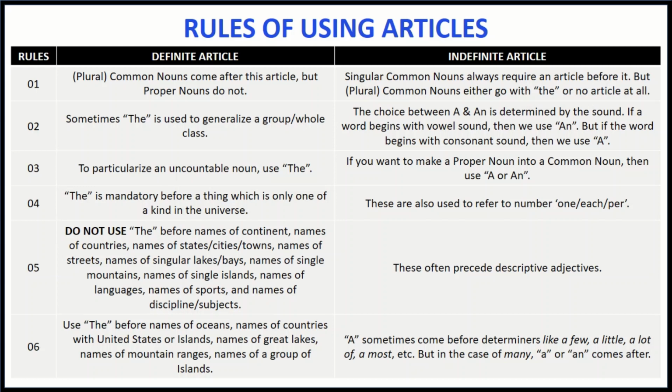Whereas the second rule for the indefinite article is that we use them based on the vowel sound of the word. If the word begins with a vowel sound, then we use "an." If the word begins with a consonant sound, then we use "a." For example, "an hour." H, although it's a consonant letter, is not a consonant sound. Therefore, "an hour."